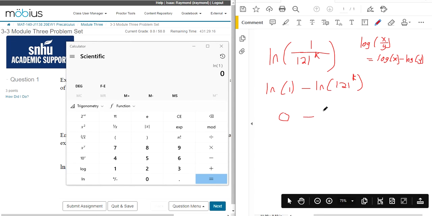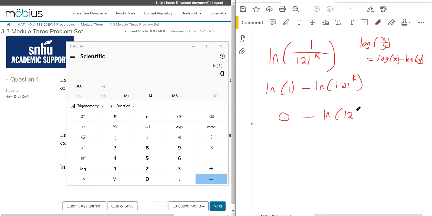Okay, so that's 0. The next thing I want to use is the fact that if you have an exponent inside your logarithm, that exponent can come out front and multiply. So that k comes out front of the logarithm and multiplies as a constant to natural log 121. And then the other thing we can do, we want to simplify whenever we can. If the number inside the logarithm can be rewritten with an exponent, then go ahead and do that, because then we can use that same exponent property.